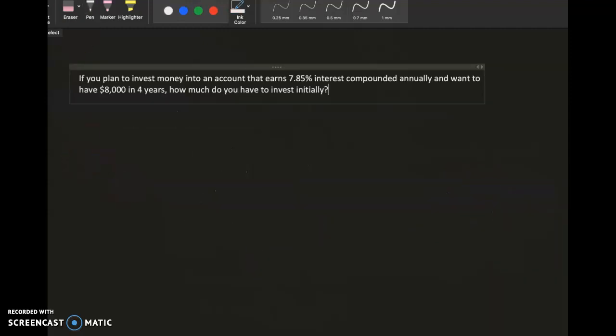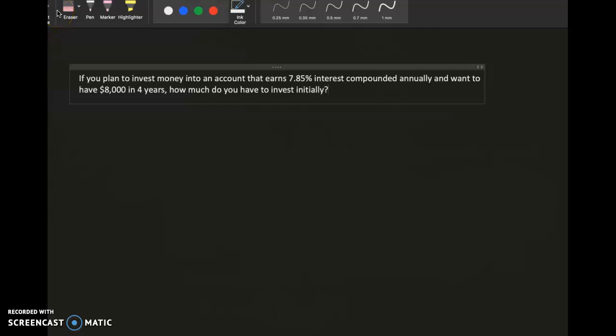Okay, so let's say that maybe instead you have a problem where you are given how much you want the account to end up being worth, and you have to find the initial amount. So that would be a problem like this. If you plan to invest money into an account that earns 7.85% interest compounded annually and want to have $8,000 in 4 years, how much do you have to invest initially?